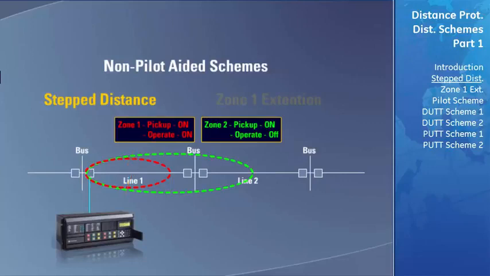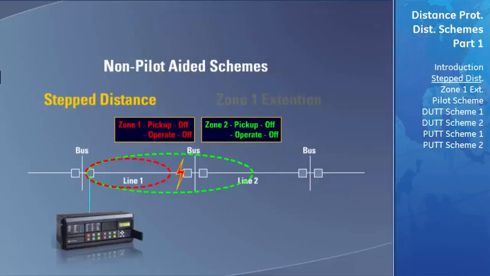With the fault cleared, the Zone 1 pickup and operate flags will turn off. The Zone 2 pickup flag will turn off, and the Zone 2 operate flag will stay in the off state, having never turned on. On another occasion, if a fault occurred in the end zone region of the transmission line, the two zones would act differently.